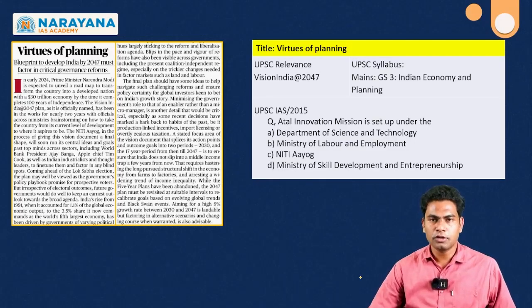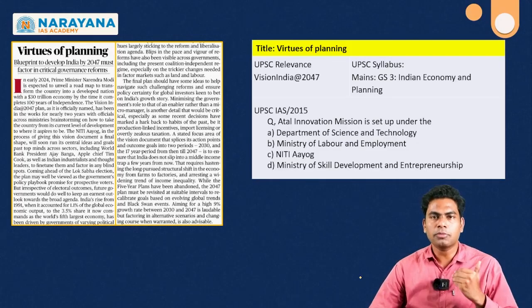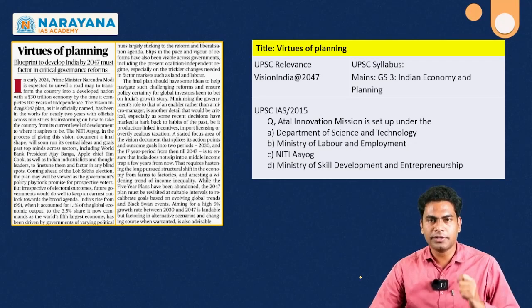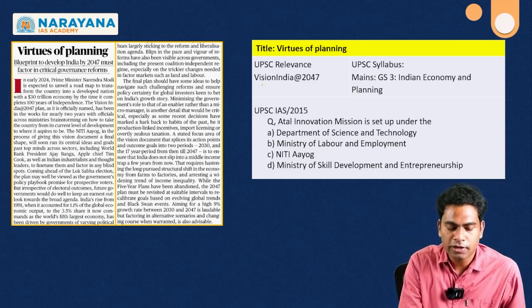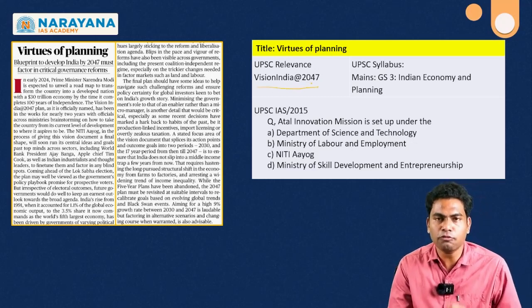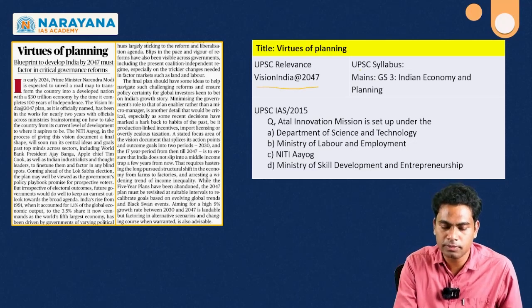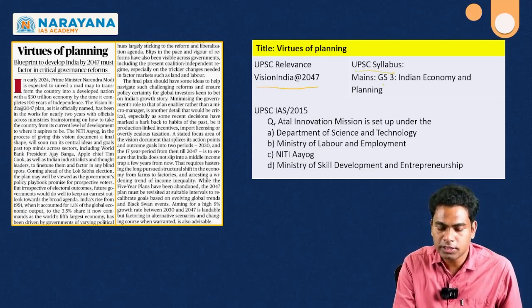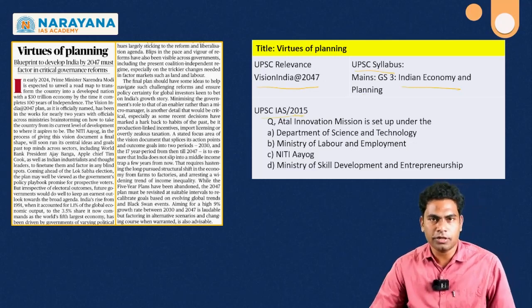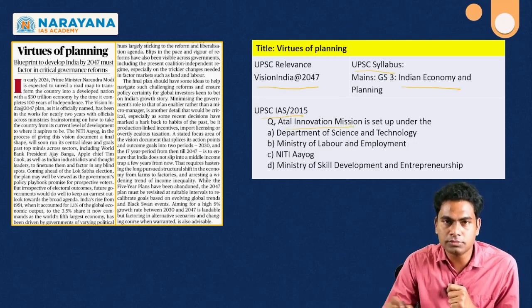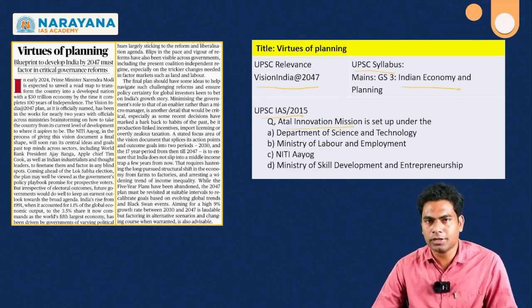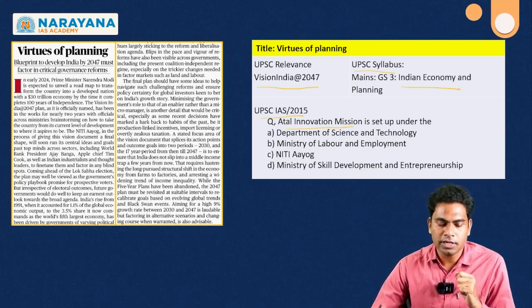Coming to the third article, virtues of planning. It gives India's socio-economic aspirations that it wants to attain until the year 2047. It gives Vision India at 2047, what we want to attain until the year 2047. The relevance of this topic is GS3, Indian economy and planning. How is it important? We have seen a previous year question in 2015 about the Atal Innovation Mission. So similarly, we could expect questions on the mission, that is Vision India at 2047.